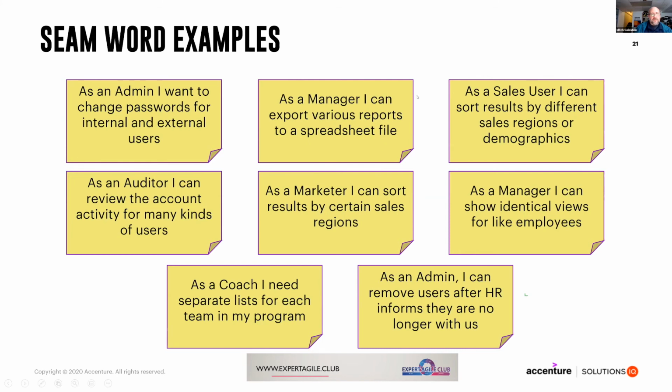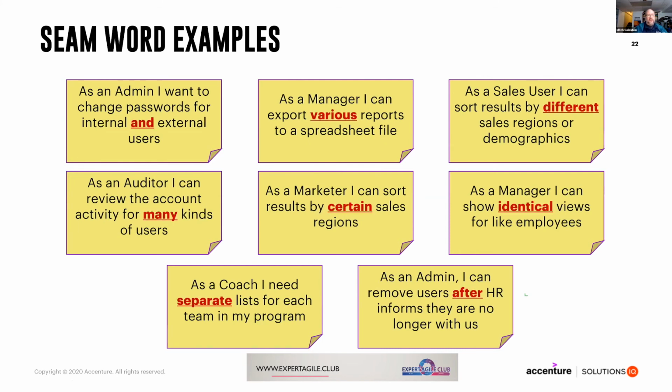And of course we have the answers, and these are the seam words that we're looking for. For example, as a manager, I can export various reports. Well, "various" implies multiplicity. I need to figure out what reports and see what I can deliver. What's the least I can deliver? What's my minimal marketable feature? What's my minimum deliverable value?